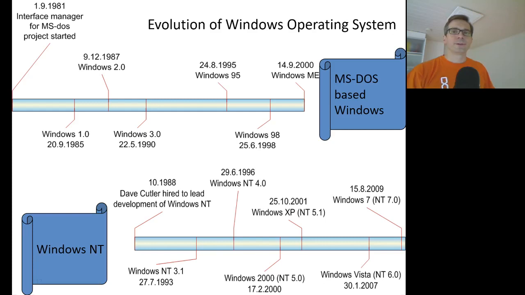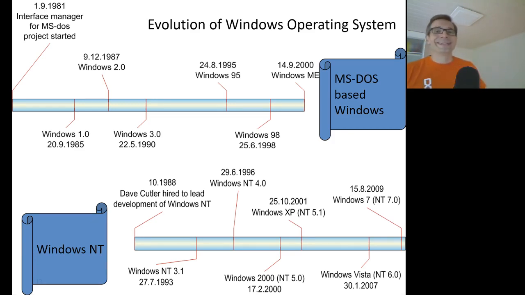Okay, let's give you a practical example of software evolution. This slide shows the evolution of Windows operating system. We can see that we have two main branches. We have MS-DOS-based Windows on the top, and then on the bottom we have Windows NT branch.